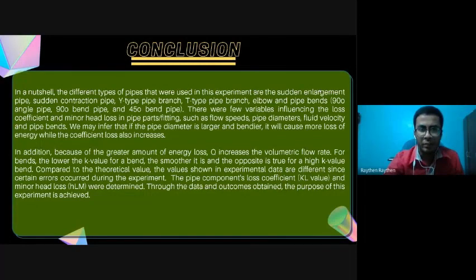We may infer that if the pipe diameter is larger and bendier, it will cause more loss of energy while the loss coefficient also increases. In addition, because of the greater amount of energy loss, Q increases, the volumetric flow rate. For bends, the lower the K value for a bend, the smoother it is, and the opposite is true for a high K value bend. Compared to the theoretical value, the values shown in the experiment data are different since certain errors occur during the experiment. The pipe components' loss coefficient, KL value, and minor head loss were determined. Through the data and outcomes obtained, the purpose of this experiment is achieved.